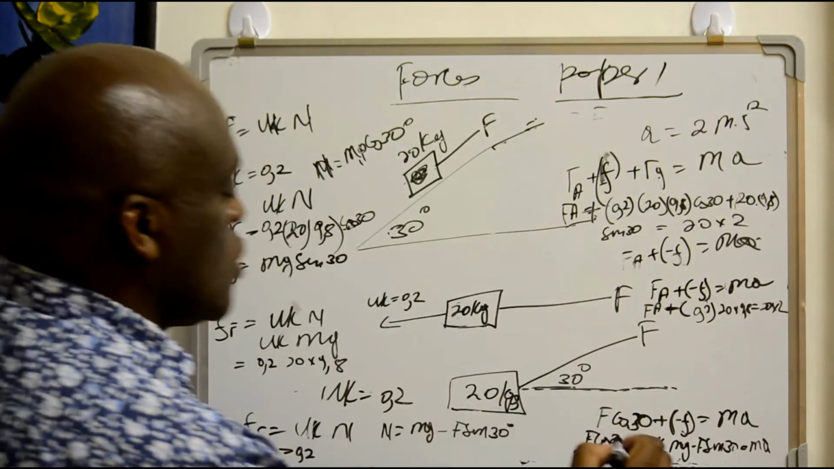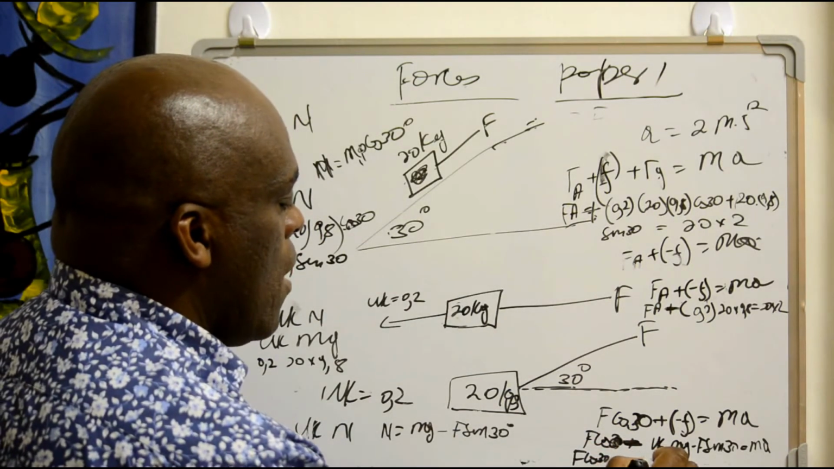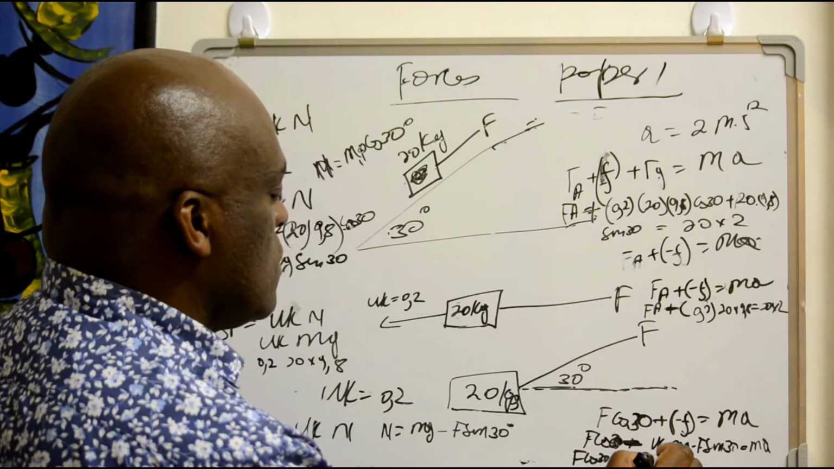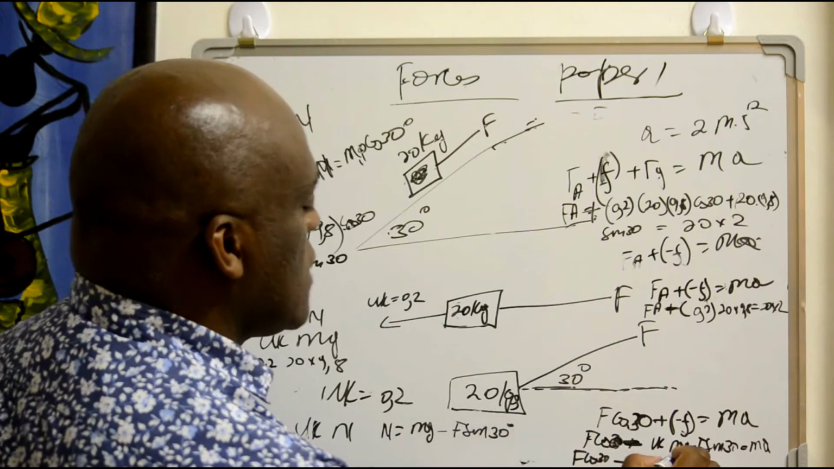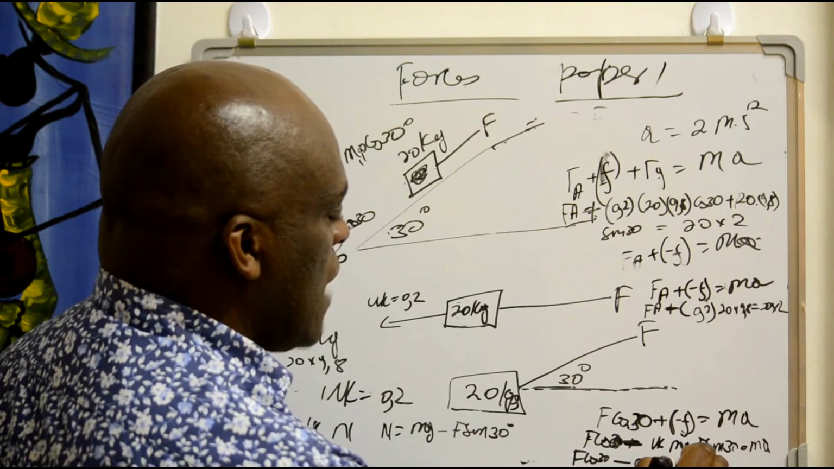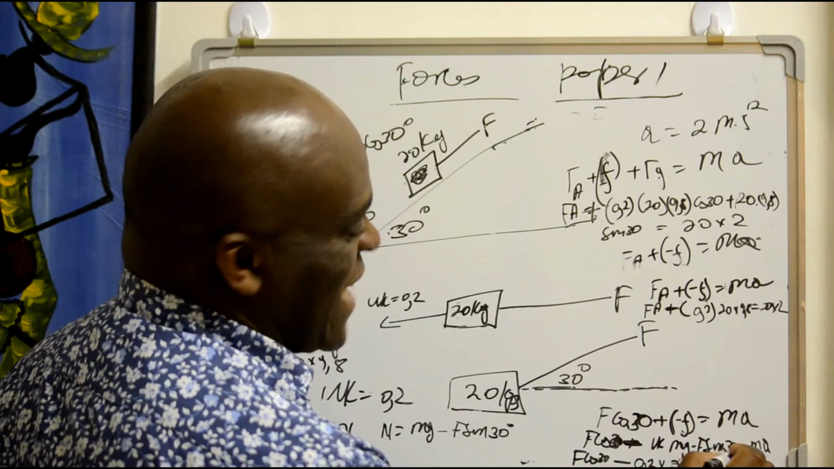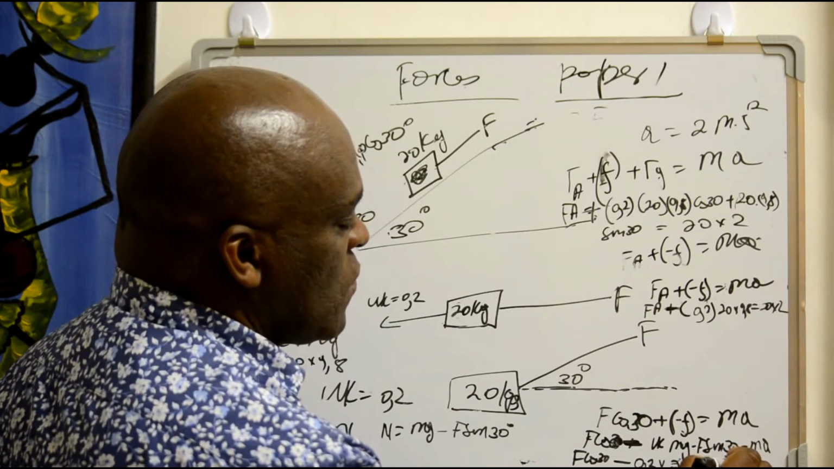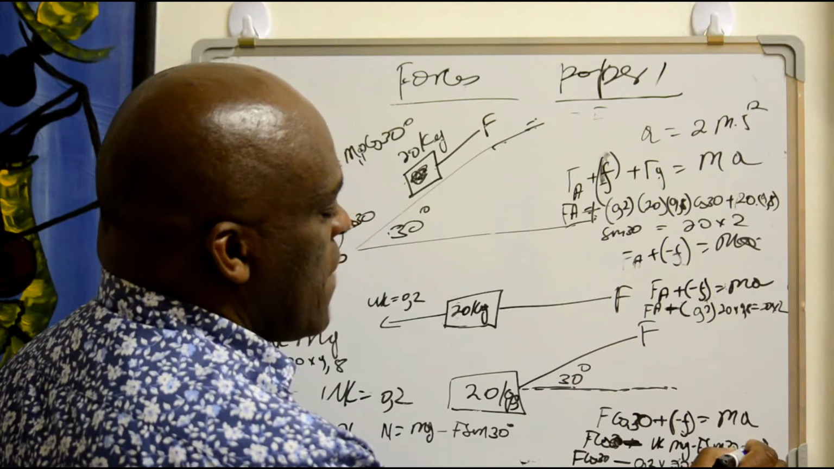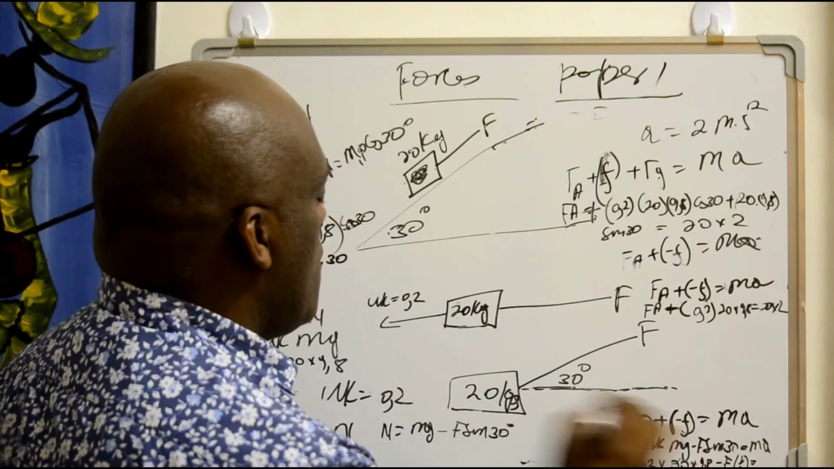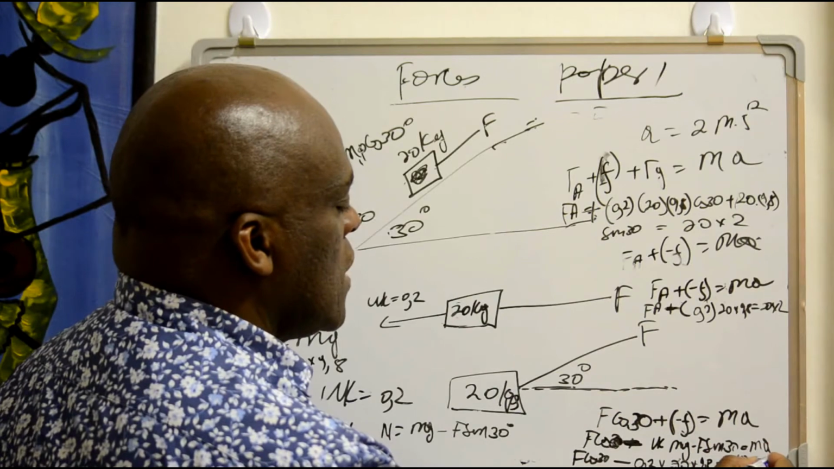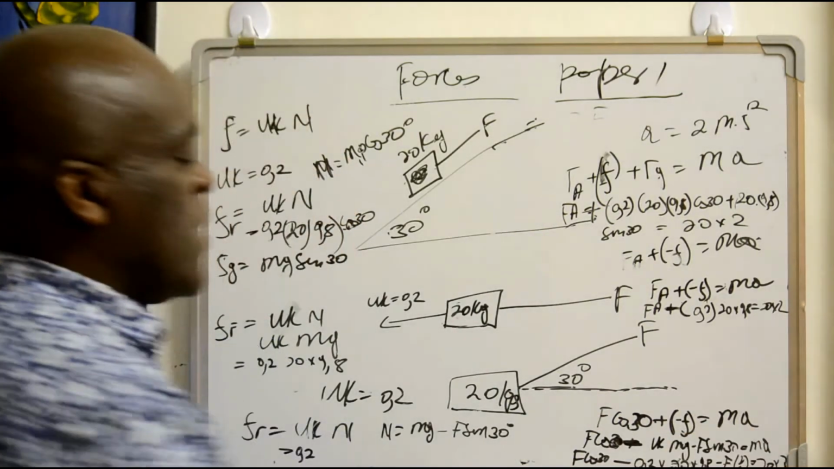Then F cos 30 degrees minus, what is my U? The kinetic coefficient is 0.2. What is my mass? mg is 20 times 9.8 minus F sine theta, which is sine theta, I believe, is half. Is equal to, what is my mass? My mass is 20 times 2.